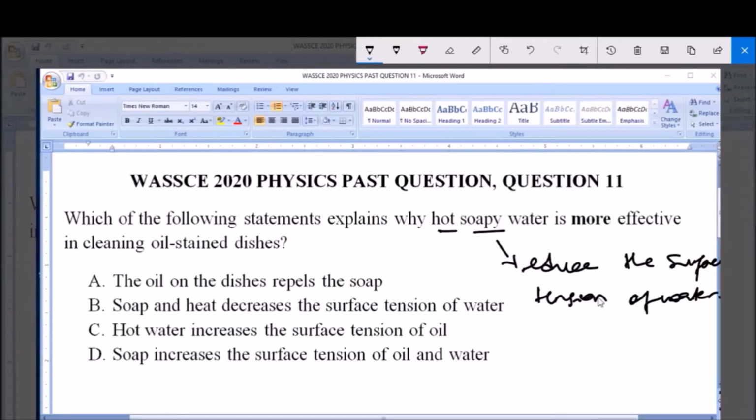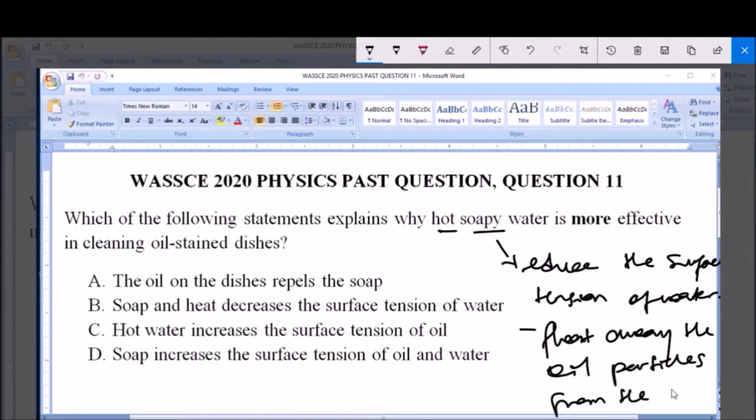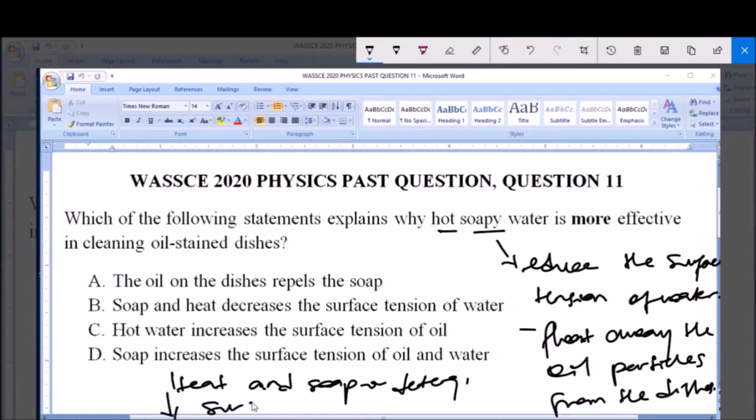So this reduction of the surface tension of the water enables the water to wet these dishes. Now when the water is able to wet these dishes, it then floats away the oil particles from the dishes. And like we know, heat and soap or detergent helps to lower the surface tension of water, and that is why hot soapy water is very important in cleaning oil stained dishes.